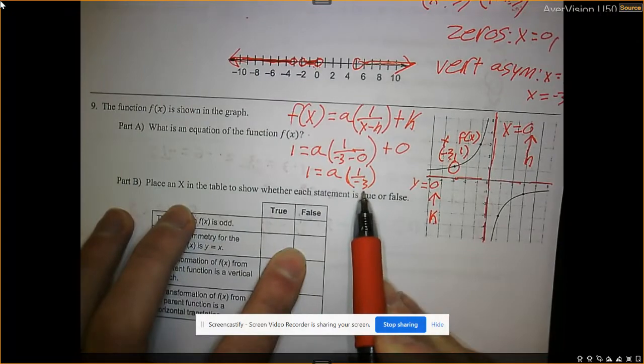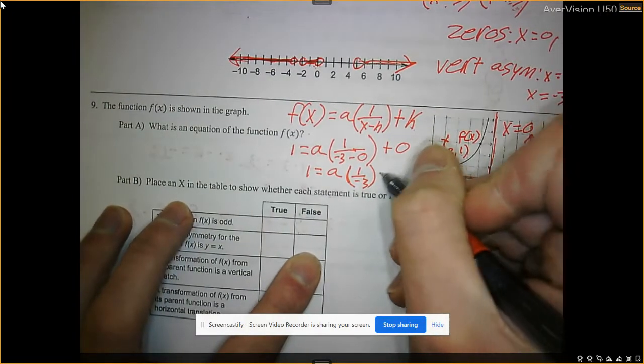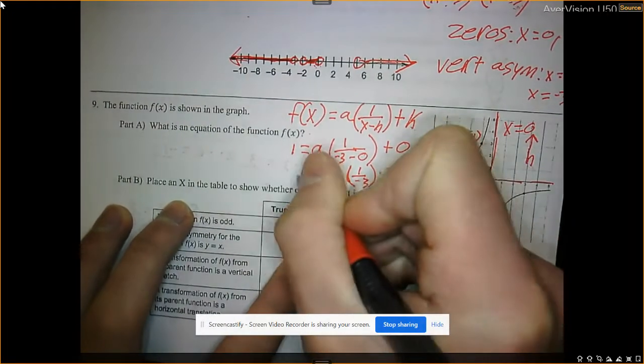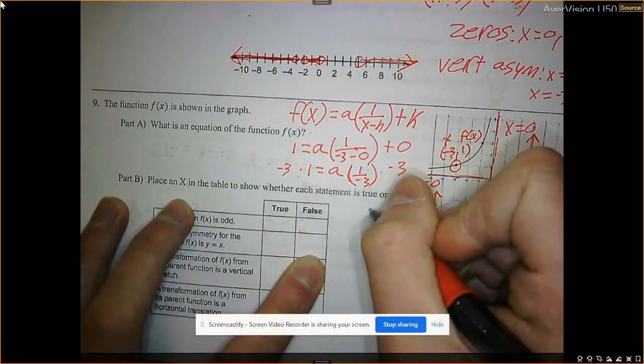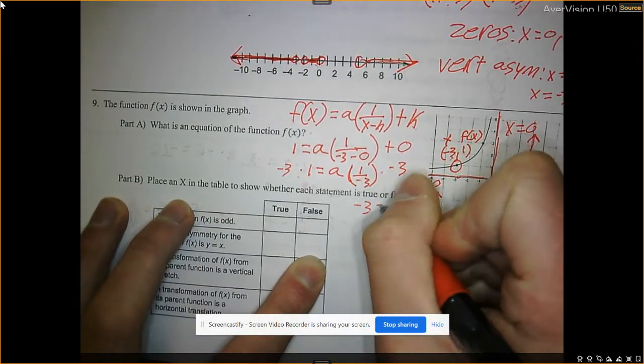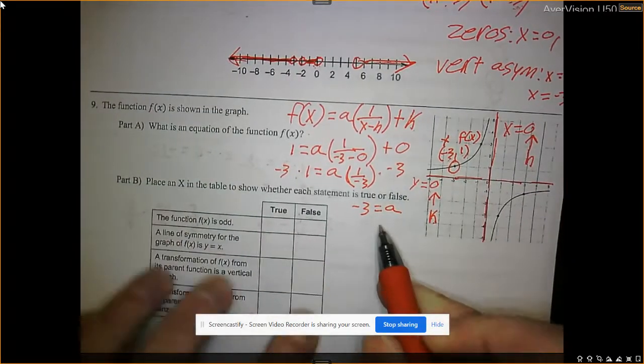So now to get a alone, what do we have to do? We need to multiply both sides by -3. When we do that, that's going to give us -3 equals a. So our a value is -3.